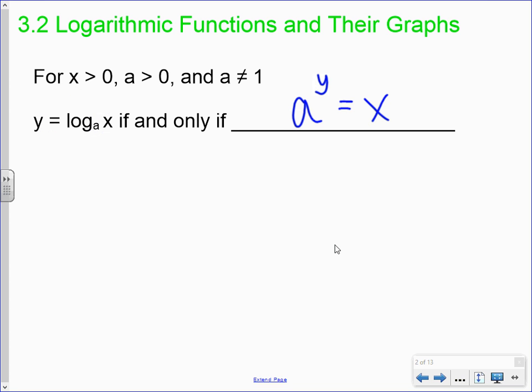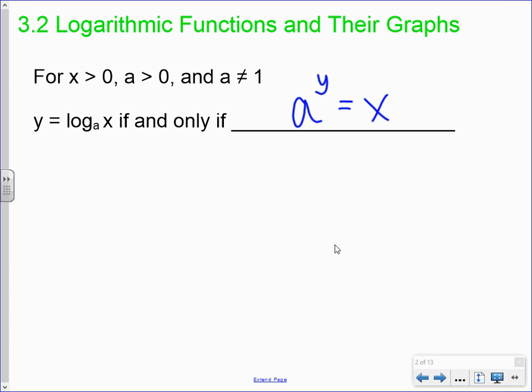Okay. A logarithm is an exponent. There are times where we do not have a way to solve for an exponent. 2 to what power is 5? Okay. I don't know. The only way we can figure things like that out is if we write logarithms.